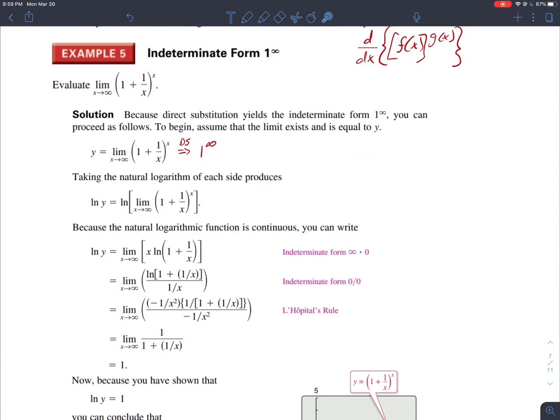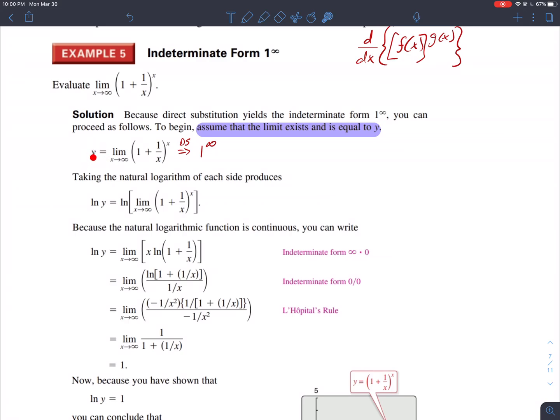So what we do is we assume that this limit exists and is some value. All right, assume the limit exists. And then we'll say, okay, if it exists, let's set it equal to y. You can call it anything you want, but y is the easiest. All right, so here they've set it equal to y.